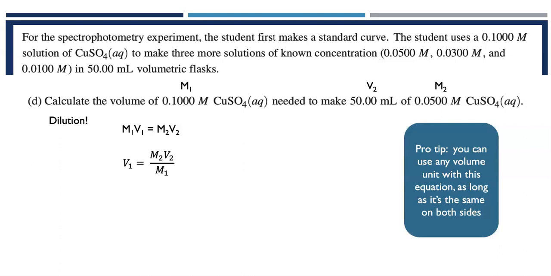And so I can take my equation and rearrange it to isolate V1. I know M2, I know V2, I know M1. I can substitute those values in, and I can get an answer, and I get 25.0 milliliters. And I know this to 3 sig figs. And if you do all this correctly, that's worth 1 point.